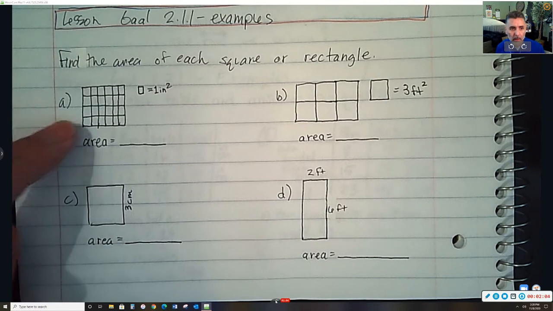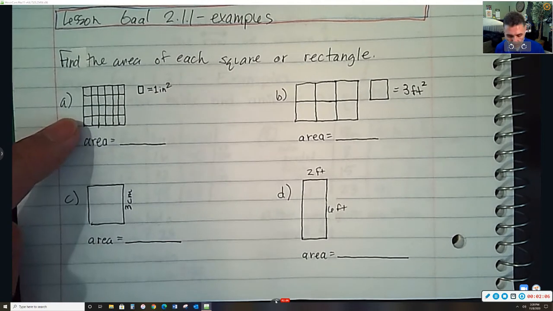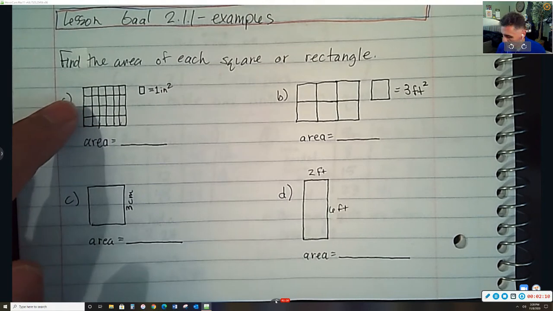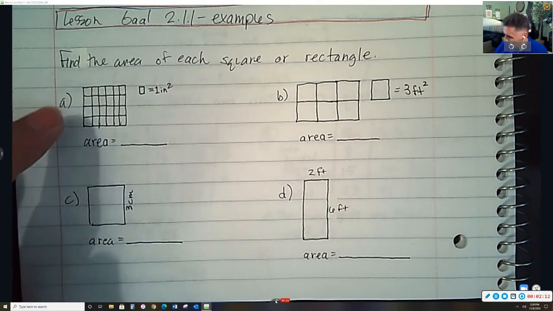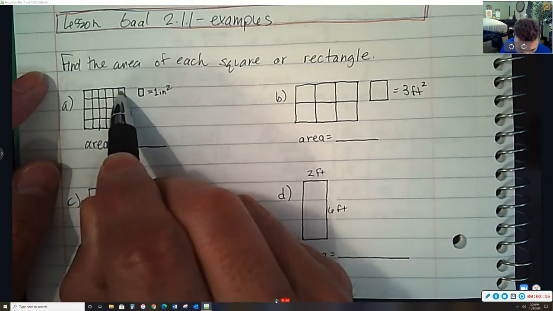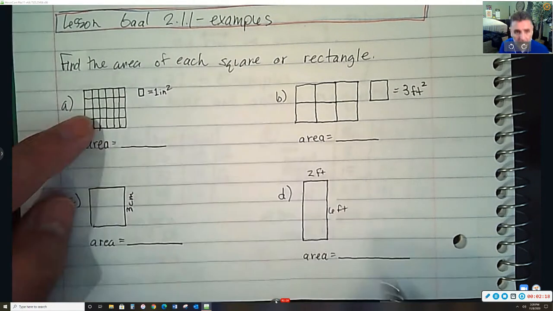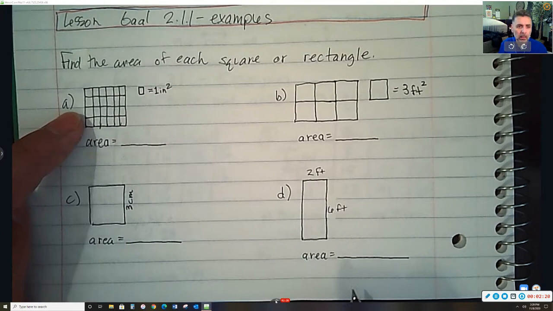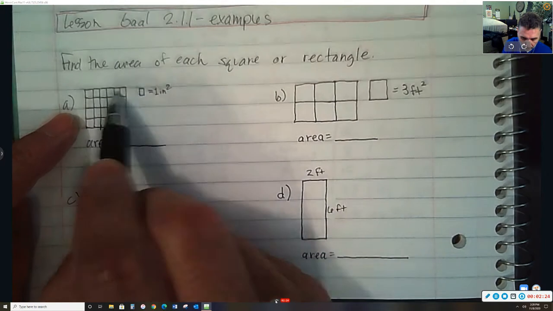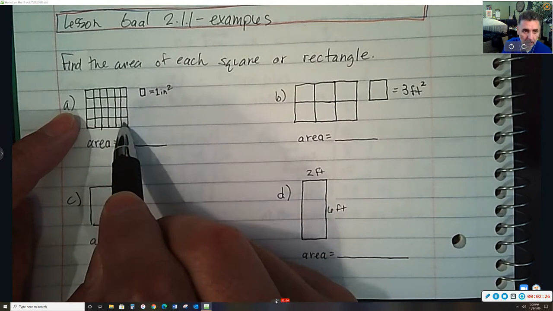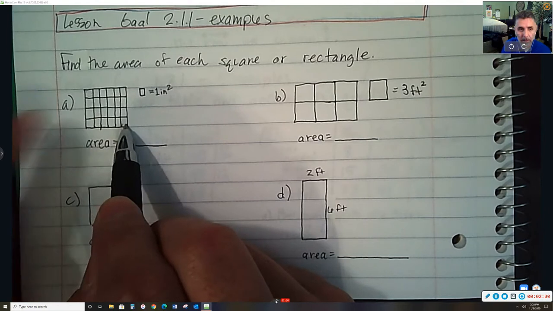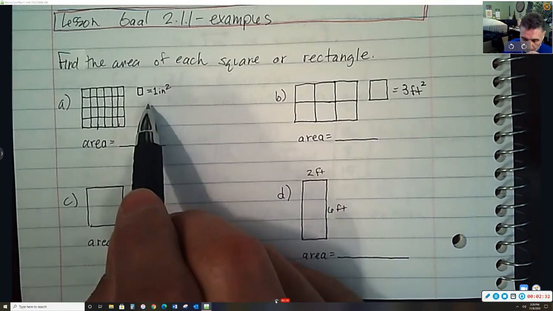Okay, so for these, it's just a shape. This one is, let me see if it is a square, I'm not sure. 1, 2, 3, 4, 5, 6, 1, 2, 3, 4. It's not a square. It looks like a square, but it's not, because there's 6 blocks going across this way and there's only 4 blocks going down. If it was 6 and 6, then it would be a square.